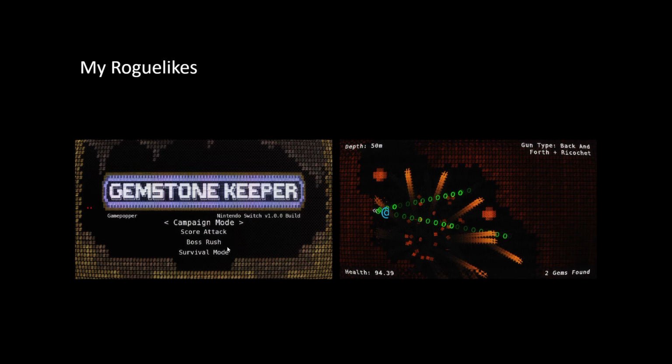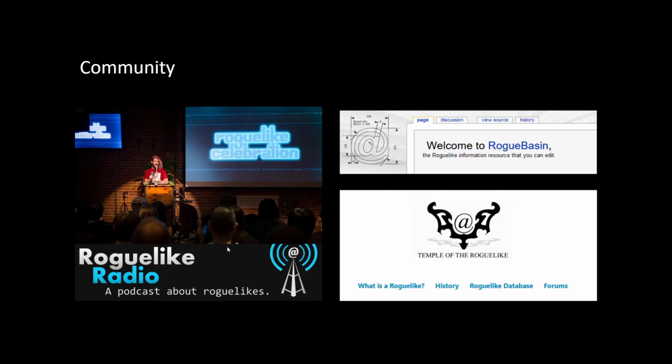This game also has the main goal of collecting gemstones and fighting the monsters. This game's out on both the Nintendo Switch and Steam as well, if you're interested and want to look at it.